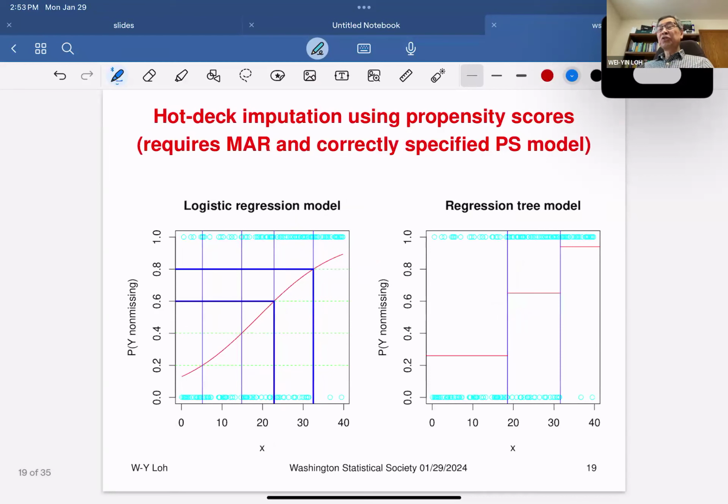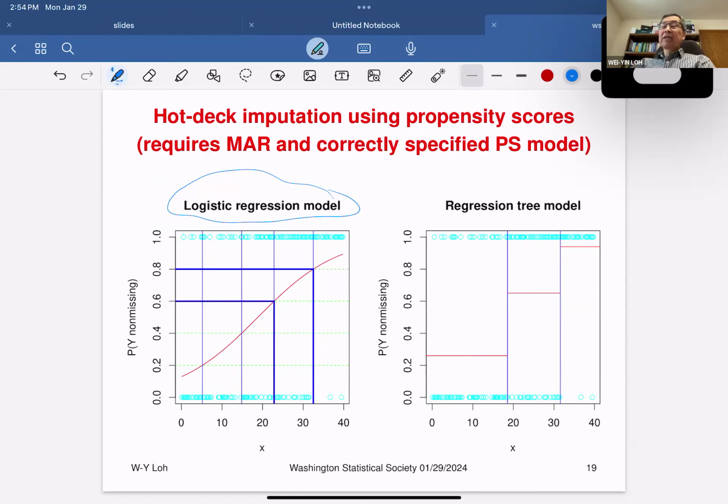The other way is to use propensity scores for hot-deck, right? We all know the standard way to find imputation classes is to get estimated propensity scores and use the propensity scores to induce your imputation cells. So on the left-hand side, I have the usual logistic regression model, and I'm plotting a logistic regression curve, that red S curve, to estimate the probability that Y is not missing, right? So imagine Y is one of those totals we're trying to impute.